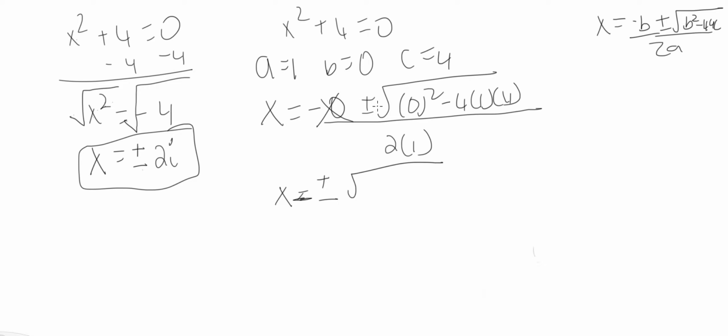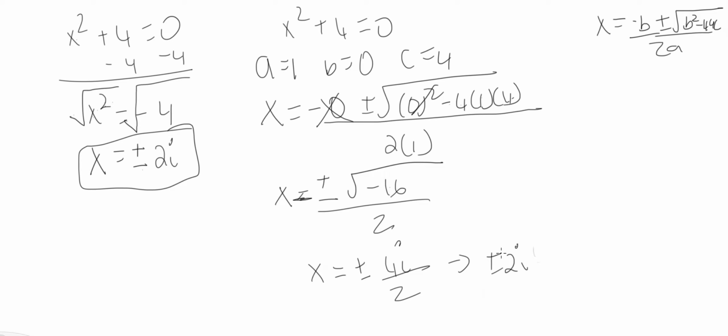0 is nothing, so I don't need to include that. But I need my plus or minus. Here again, 0 is nothing. So I have a negative 4 times 1 times 4. That's a negative 16 over 2. The square root of negative 16 is 4i over 2. And you see this is the same thing as saying plus or minus 2i.